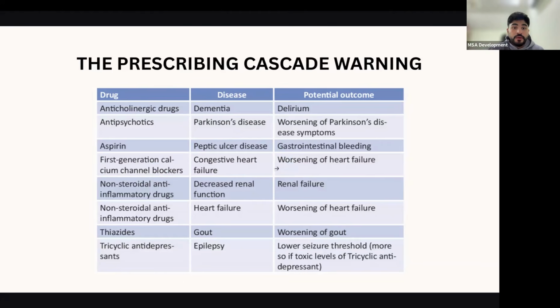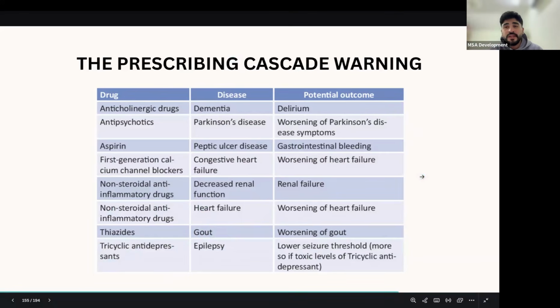They could even enter delirium, confusion. A patient who has decreased renal function and you give them an NSAID, you kill the patient. You give them an NSAID and they will have renal failure. Again, same thing goes for heart failure. It will worsen heart failure if you give them NSAIDs. If you give a patient thiazides who has gout, you're going to worsen their condition. And if you give a tricyclic antidepressant to epileptic patients, you're going to lower their seizure threshold, which means that they're going to have easier seizures. So you guys need to keep this in mind.